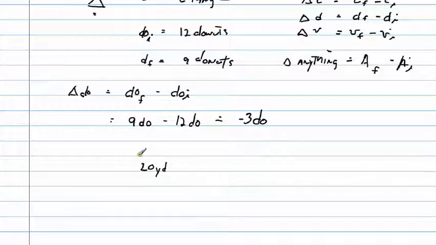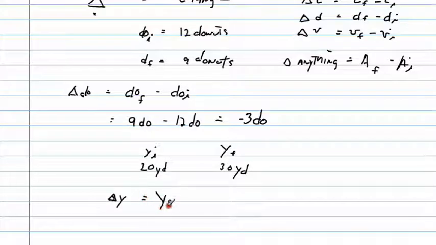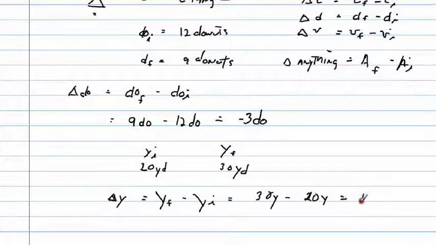and let's call that y initial, and their y final got them to the 30-yard line, then the change in yardage, delta y, would be equal to y final minus y initial, or 30 yards minus 20 yards, or a change of 10.